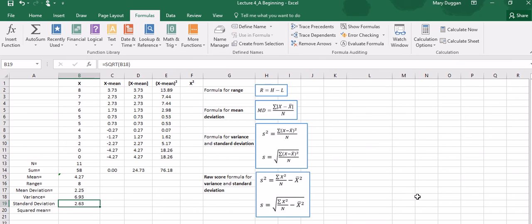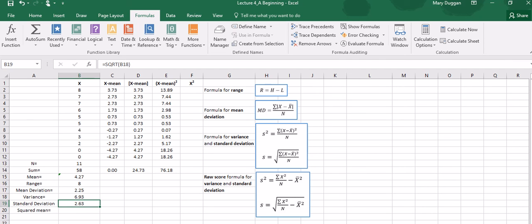This means on average a score in this set of data deviates from the mean by 2.63 units. If we're using year for the unit, for example, we would say the average score deviates from the mean by 2.63 years. The mean deviation and the standard deviation, as you can see, have similar interpretations, but have slightly different values due to the slightly different ways that we calculated them.